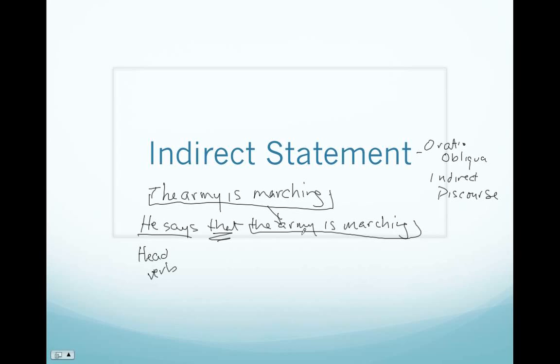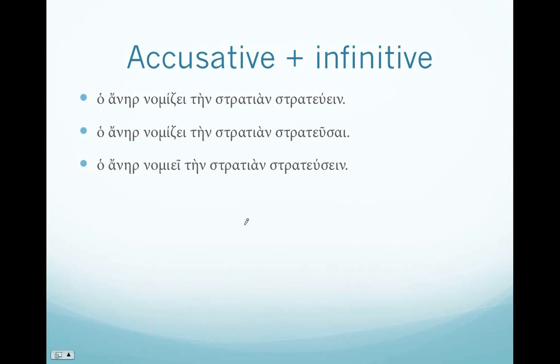In Greek, this is going to be a little different. There's actually 3 ways to do it in Greek. The way I'm going to introduce to you now is by using an accusative and infinitive. The accusative is going to represent the original subject, and the infinitive is going to represent the verb, and there will be no word for that. So we're going to leave that out. We're going to have a head verb, and we're going to have an accusative and infinitive. So let's take a look at how this might work.